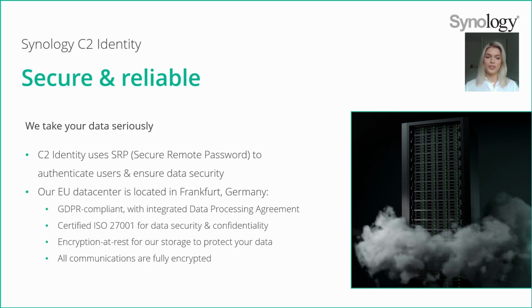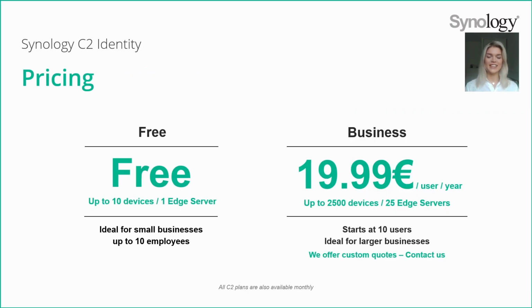Moreover, it's also affordable. This leads us to the pricing part. C2 Identity is free for small businesses. If you have up to 10 devices and one Edge server, you don't have to pay for the subscription. For the larger companies that want to go further, we provide a license system. The business plan is €19.99 per user per year, and is possible to support up to 2,500 devices and 25 edge servers. Don't forget that it's still possible to use the free plan for trial to test if the service meets your needs before deployment, and we are sure it will.